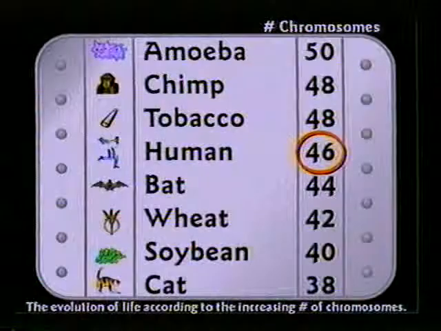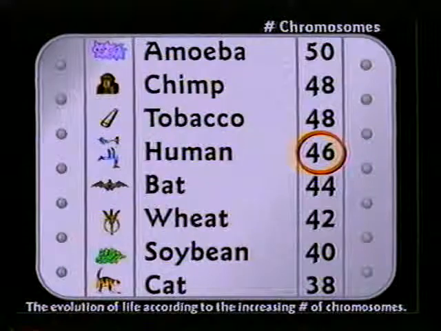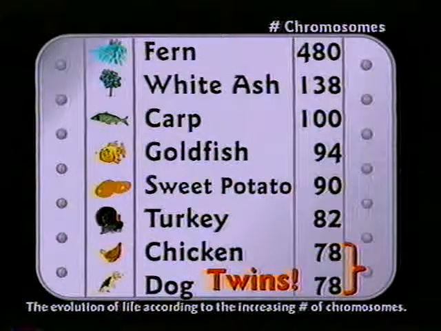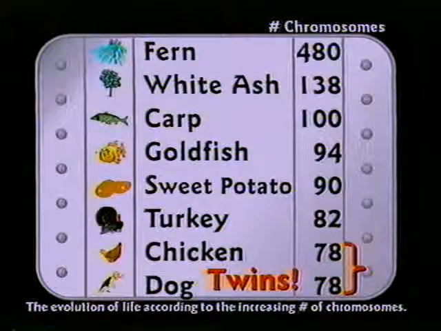46 chromosomes. Now, if we can just get two more chromosomes, we should be a tobacco plant. They have 48. They're way ahead of us evolving. And you can see, obviously, tobacco and chimpanzees are twins, identical. Dogs and chickens are also. They both have 78 chromosomes. Now, why would a chicken have more chromosomes than a human?